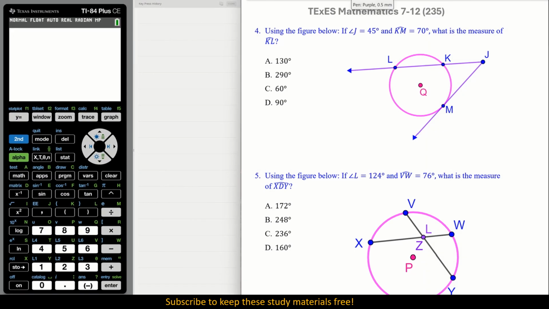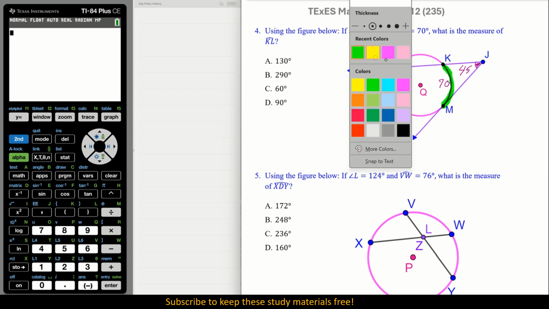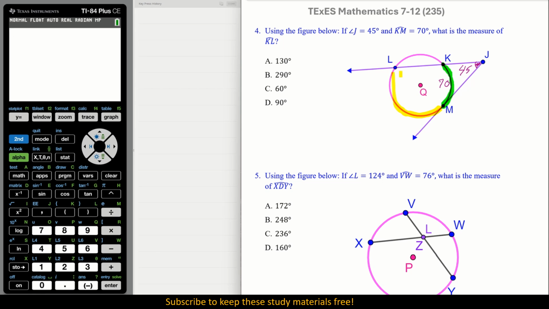Number 4, using the figure below, if angle J is 45 degrees, and KM is 70 degrees, what is the measure of KL? Okay, so let's make KM green, and our yellow would be our largest arc. So then KM is really what they need us to look for. So let's go ahead and make it a nice thick pink.